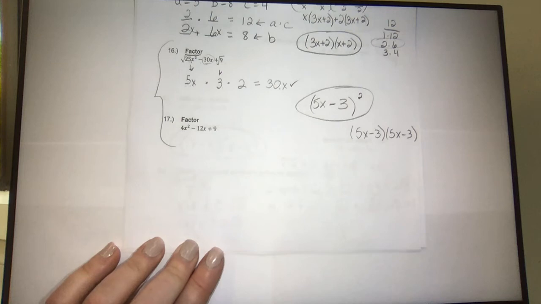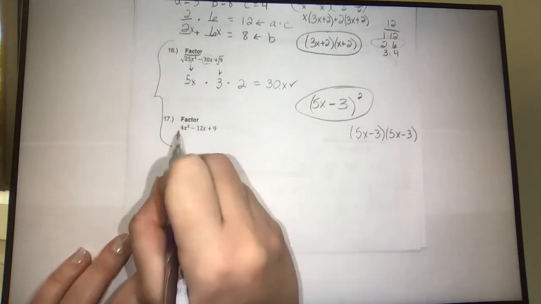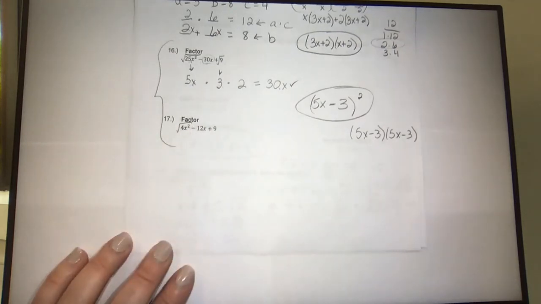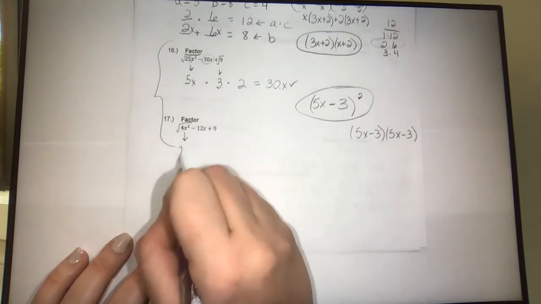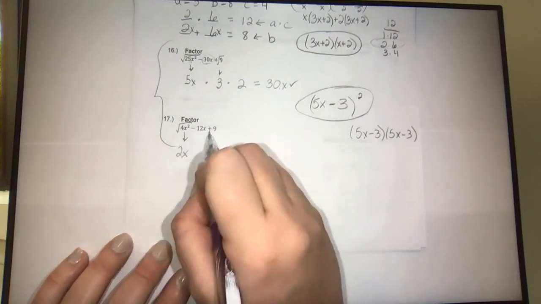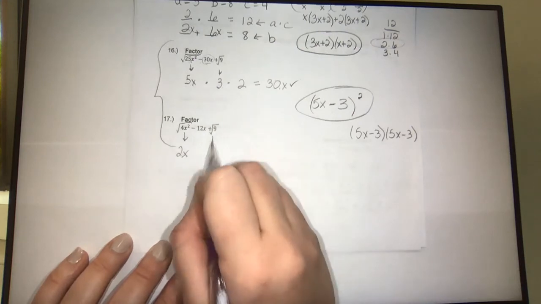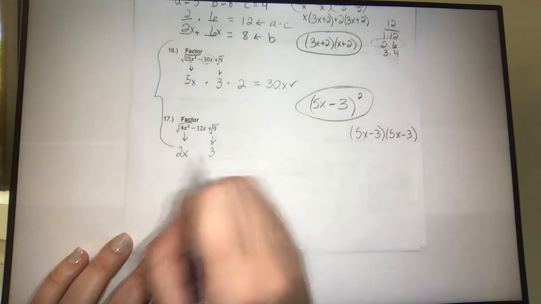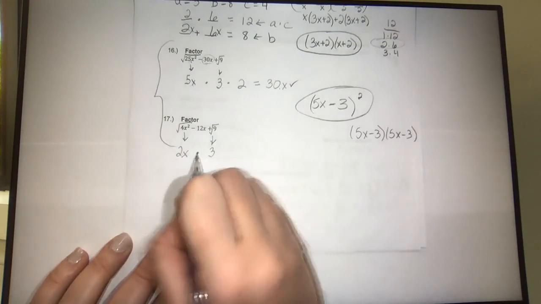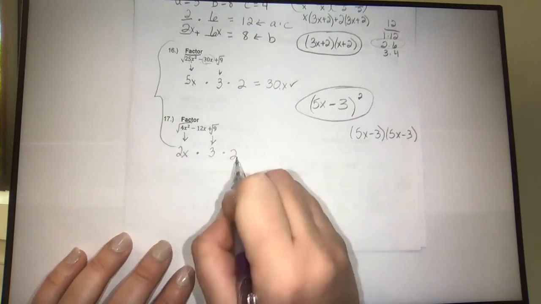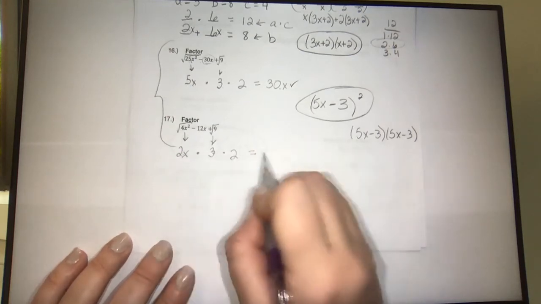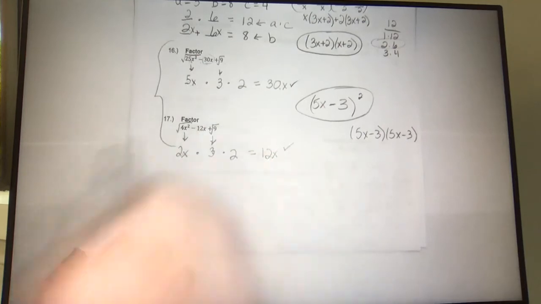It's also a PST. You're only going to have 1. Okay, let's see. No GCF. Can I take the square root of the first term? Sure, 2x. Can I take the square root of the last term? Yep, 3. Then what do I do with these two terms? Multiply them, and then multiply by the number 2. This would be 6x times 2 is 12x. Sure enough, that's my middle term.